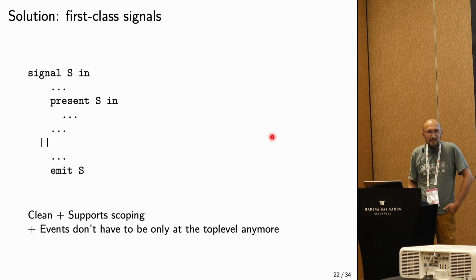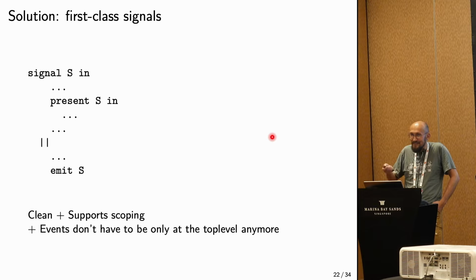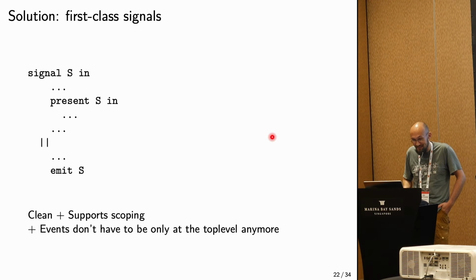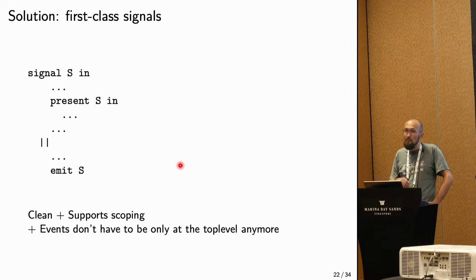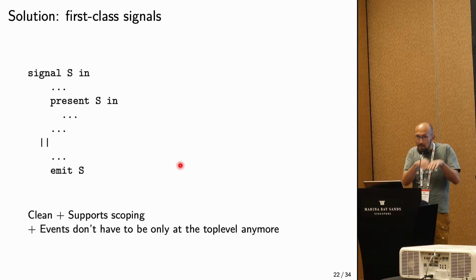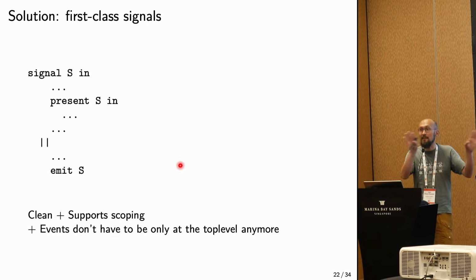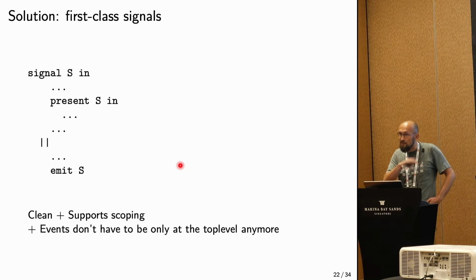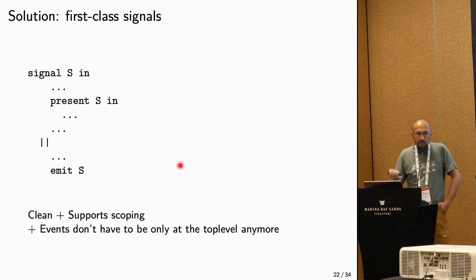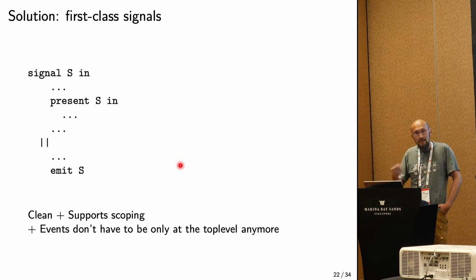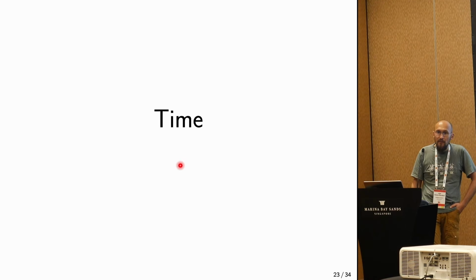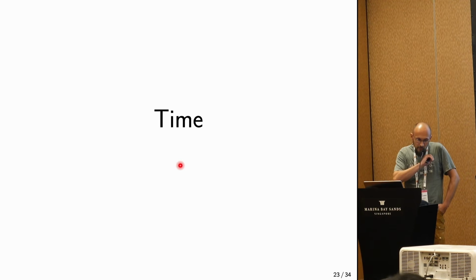Again, first-class signals. That's a thing. I can give you some syntax for it. I can give you some semantics for it. You can define signals, you can test for presence of signals, and you can emit signals. It's clean. Plus, it supports scoping. So you can define your interaction between your things, and then forget about this interaction from the outside. So it's clean and modular and nice. It also means that these events don't have to be just at the top level anymore. So it's more flexible, cleaner, and honestly much simpler. And the final thing that is a sore point is time.